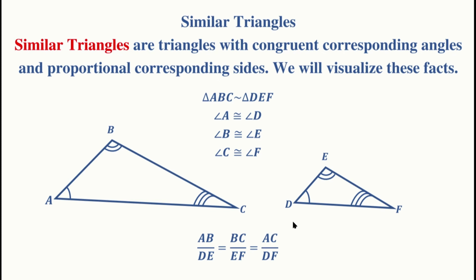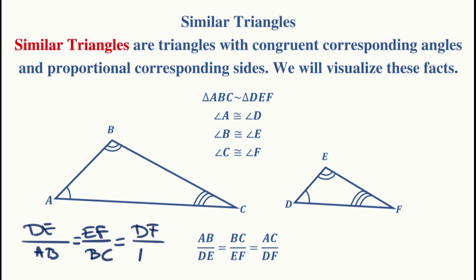So in other words, we could also have said DE over AB equals EF over BC, which is equal to DF over AC, correct? All right, so this very special relationship exists between similar triangles.